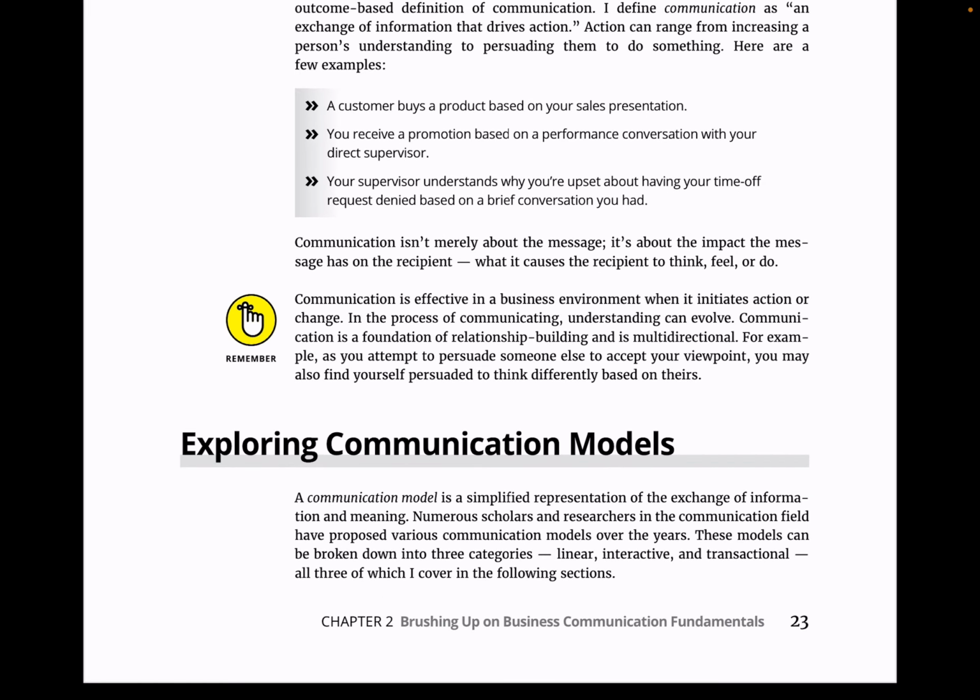And the third model is transactional models. Transactional models of communication describe communication as an ongoing process in which participants exchange information and develop understanding within a context, like in figure 2.3. Instead of being labeled as senders and receivers, participants are communicators, and both are responsible for exchanging information and influence, often communicating with one another simultaneously.